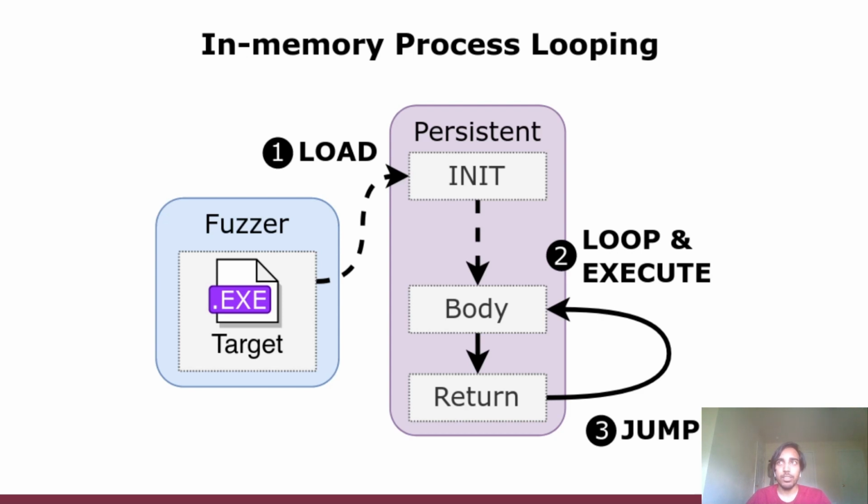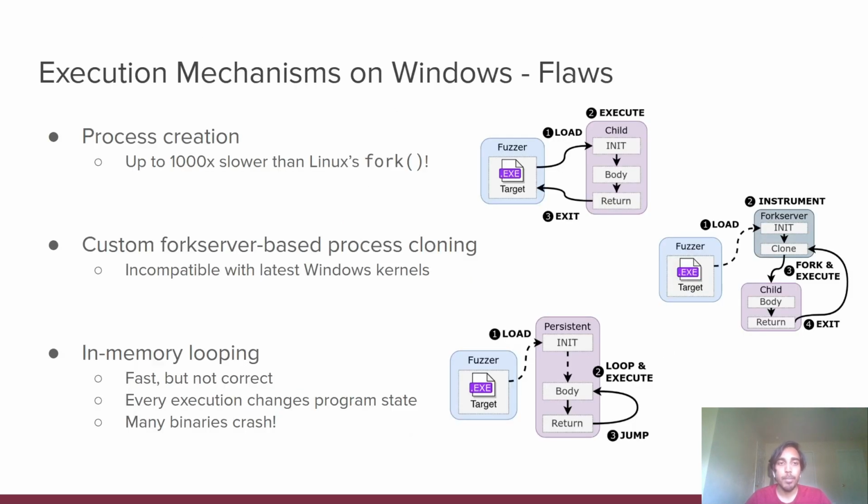And the general execution goes like this: the fuzzer feeds an input to the process. The process then executes one iteration of the loop, and then the fuzzer feeds another input, and the process goes through another iteration of the loop. This means that no new process has to be created or cloned, and thus this is the fastest technique for process execution for fuzzing.